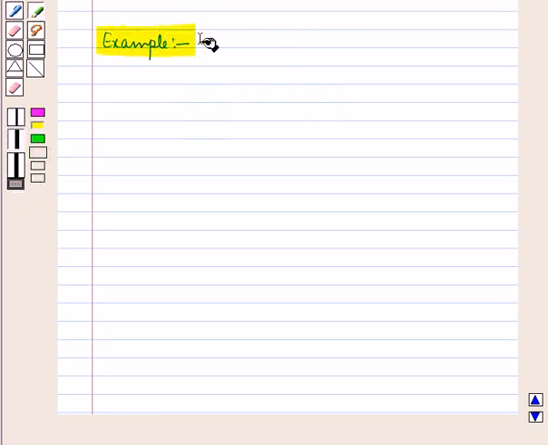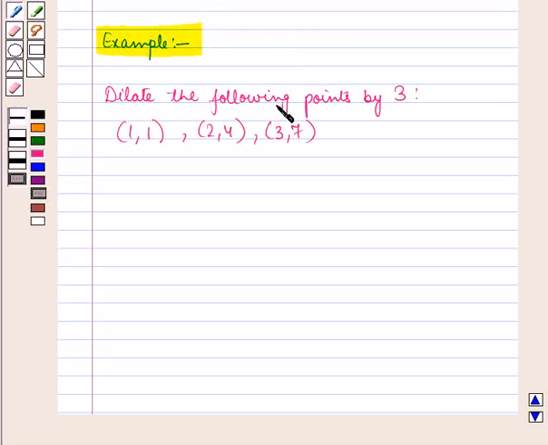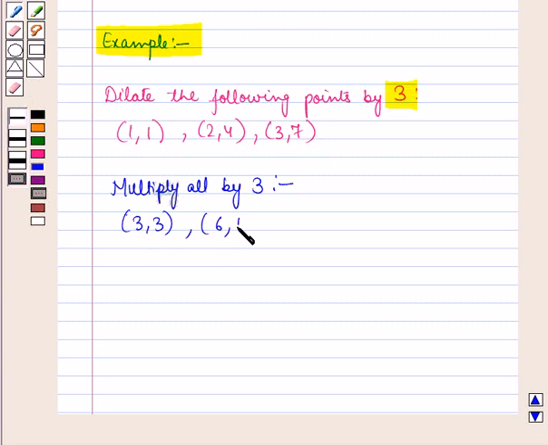Now let us discuss an example. Here, we have to dilate the following points by 3. Here, 3 is the scale factor. We will multiply all the coordinates by 3, and we get the new coordinates as 3, 3, 6, 12 and 9, 21. First of all, let us plot the original points on the graph.